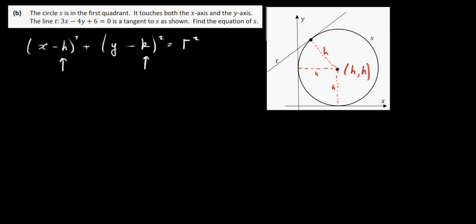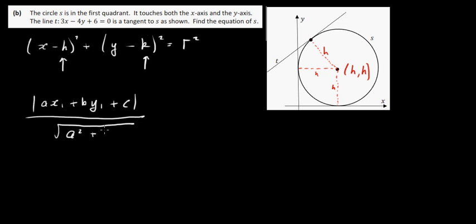Now we're also going to use a formula for the distance from a line to a point. The distance from a line to a point is given by the modulus of ax1 plus by1 plus c, all over the square root of a squared plus b squared. So we're going to use the distance between this line and our center, which we know is going to be h. It's going to be the radius.